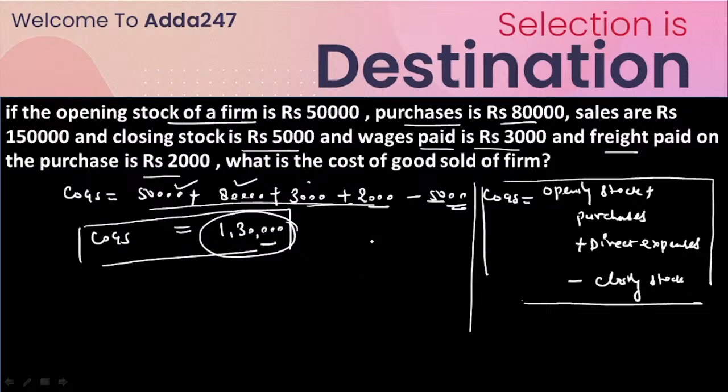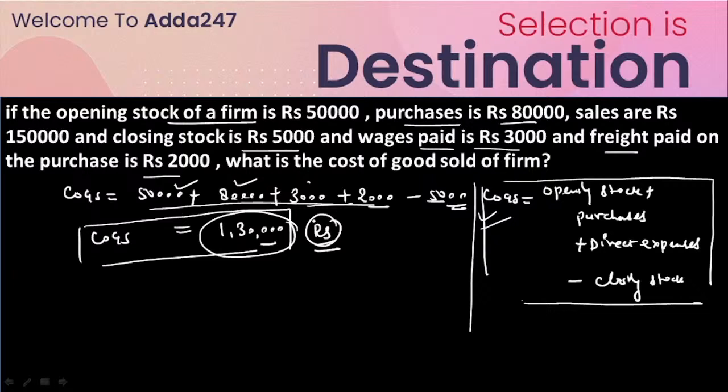Opening stock is given, purchases is given, the direct expenses are given, and closing stock is given. You have to just find out the cost of goods sold from the given data. So here the cost of goods sold will be 1,30,000 rupees. That would be the answer to this question.